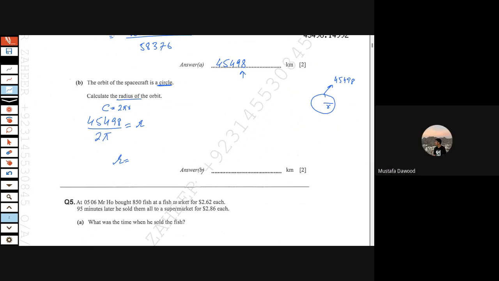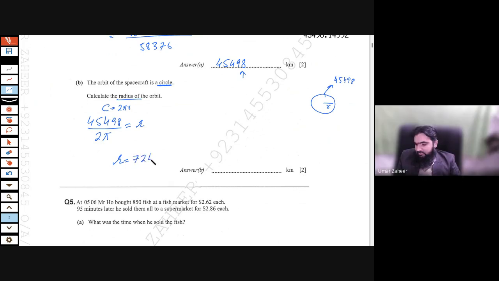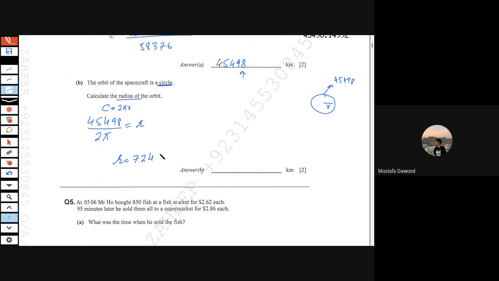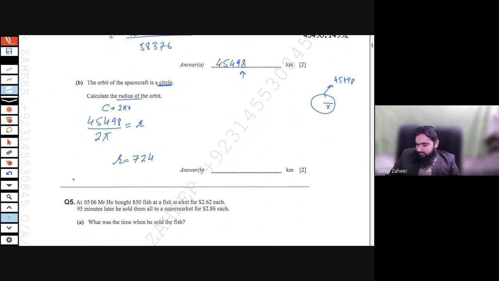That will be equal to 7241.27, which is 45498 divided by 2 pi. All right.